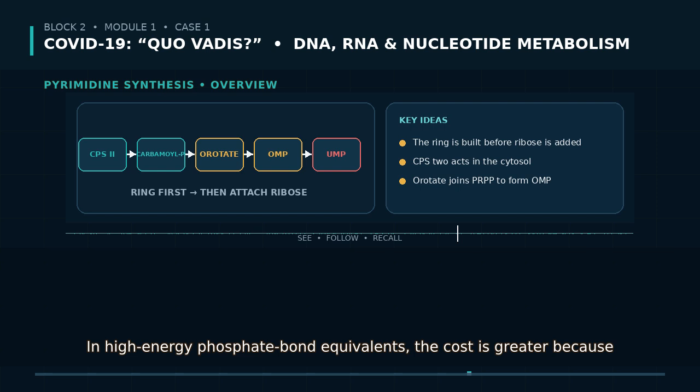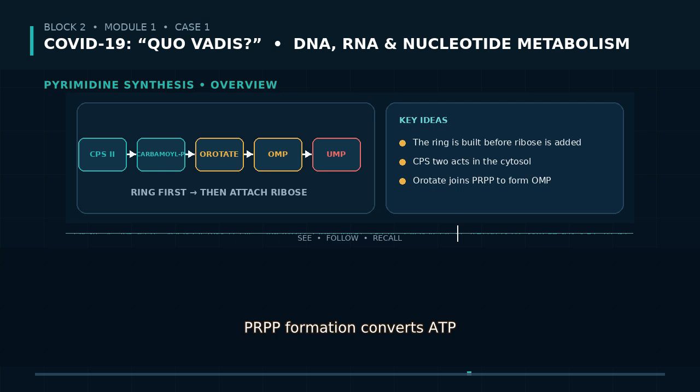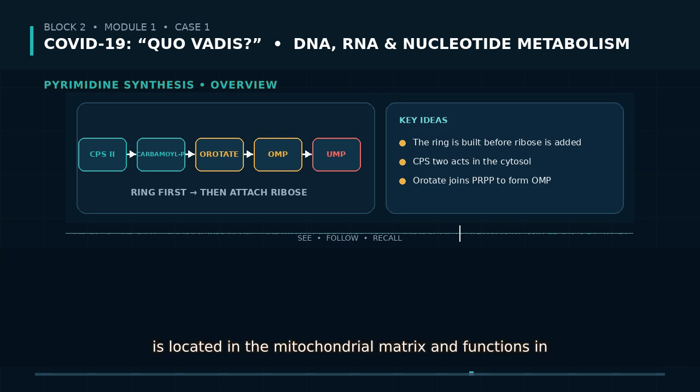Leflunomide is converted to the active metabolite teriflunomide, which inhibits human dihydroorotate dehydrogenase. This reduces de novo pyrimidine synthesis and helps limit proliferation of activated lymphocytes. That is why leflunomide is useful in rheumatoid arthritis.